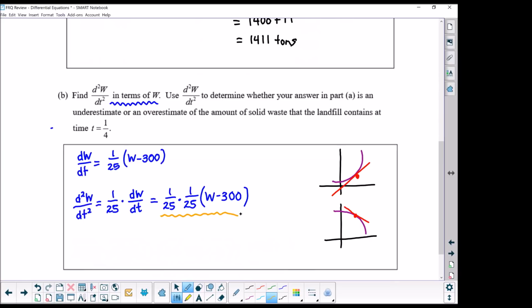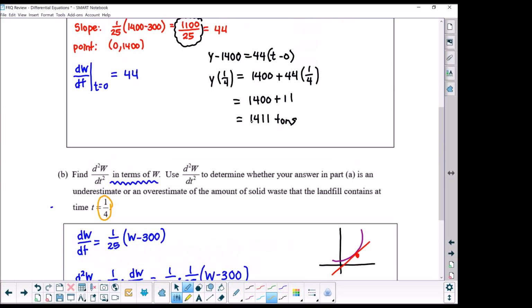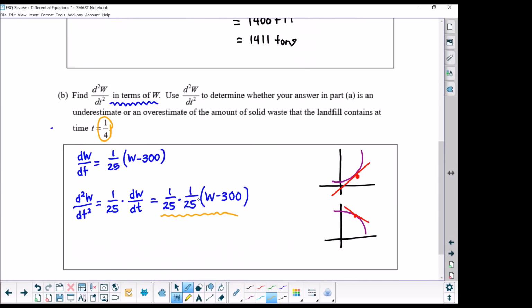Well, they're asking us to do this specifically at time t equals 1/4. Do we remember that value, t equals 1/4? Did that come into play somewhere? Oh, that came into play like way over here, didn't it? And that's a pretty large W in that case. There's no way that this thing here is going to be a negative number. So we are very certain that our second derivative is going to be positive.